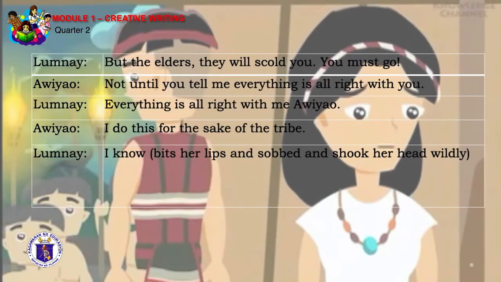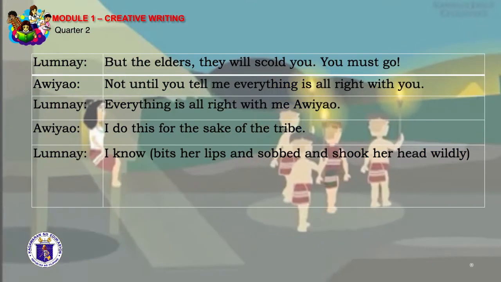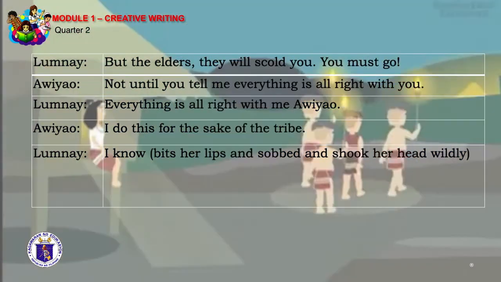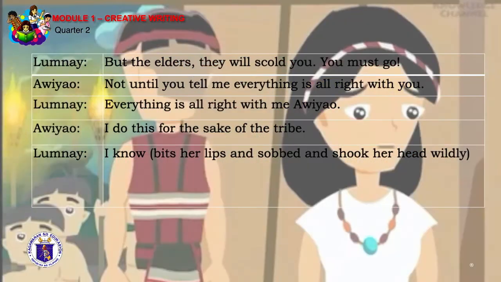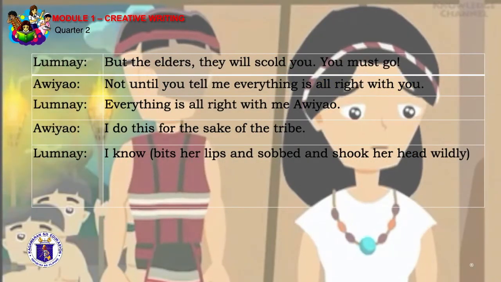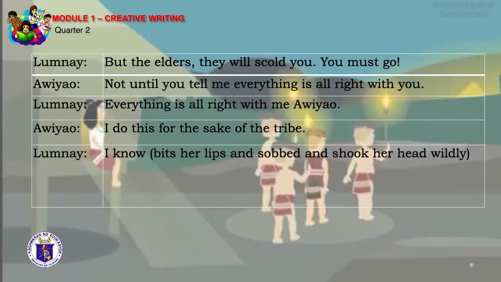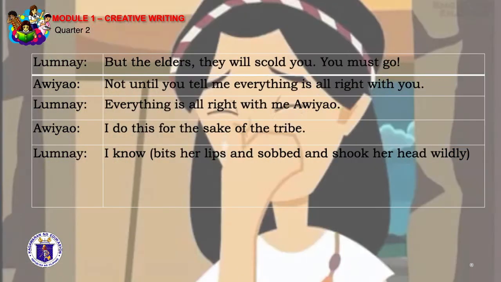But the others, they will scold you. You must go. Not until you tell me everything is all right with you. Everything is all right with me, Awiyaw. I do this for the sake of the tribe. I know. (Bites her lips and sobs, then shakes her head wildly.)